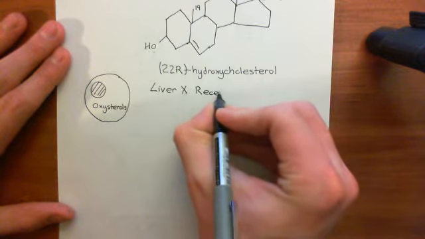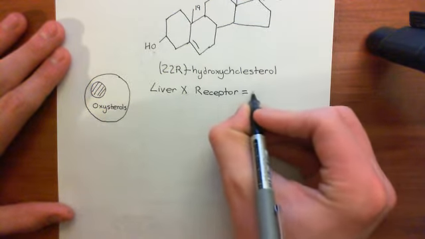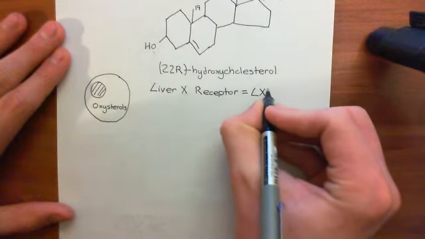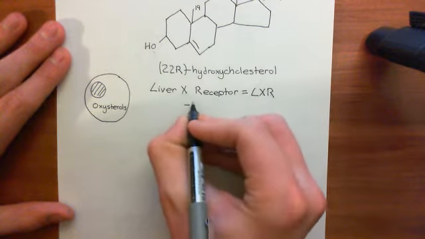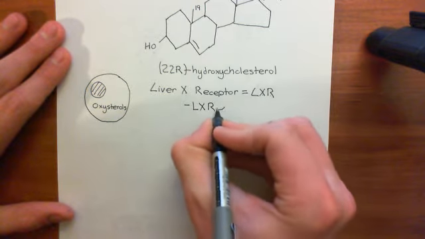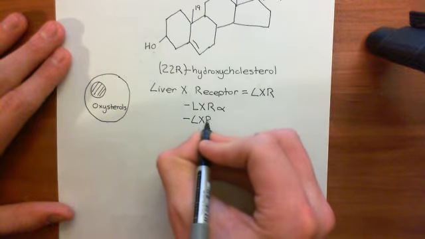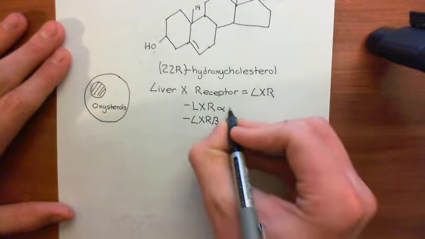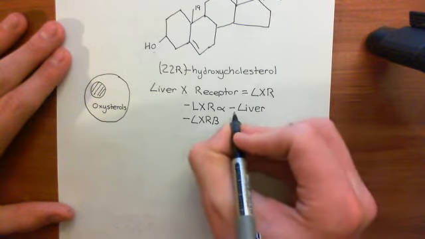So there are two main types of liver X receptor, and they are often abbreviated to LXRs for short. The two different types are liver X receptor alpha, and then we also have liver X receptor beta. Now, liver X receptor alpha, as a general rule, is found within the liver. So it's found within hepatocytes.